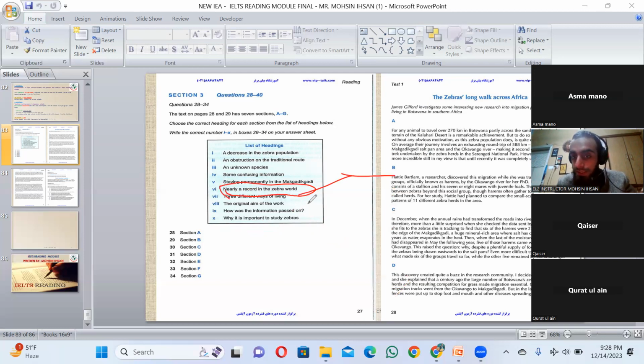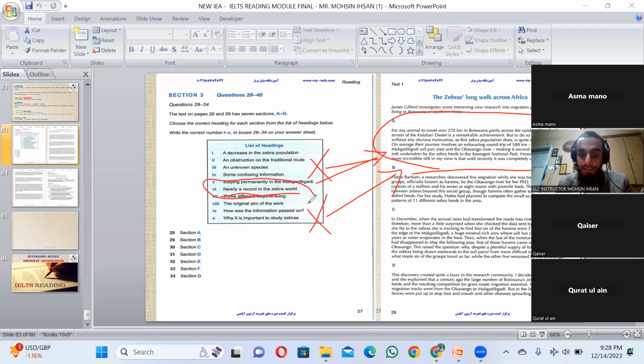Why record? You can see three places. Remarkable achievement, quite extraordinary, unheard, completely unheard. And in between, you can see 270 kilometers, 11 days. And in no time, the zebra is doing this much traveling. So it is completely unheard. It is a remarkable achievement. It is quite extraordinary. These words are showing that it is newly a record in the zebra world, right? All remaining other information is not matching with this paragraph in any sense. So this one is the answer. You can search for it later on, but number six is matching with it.